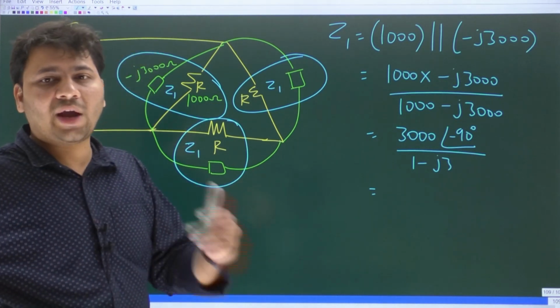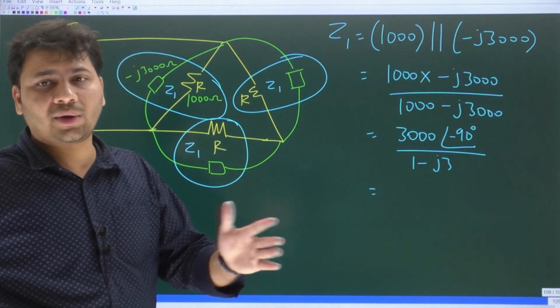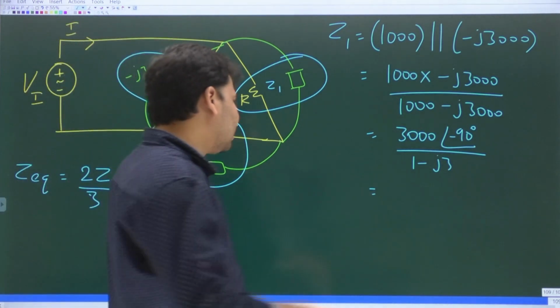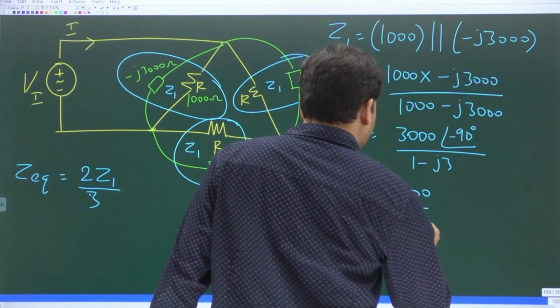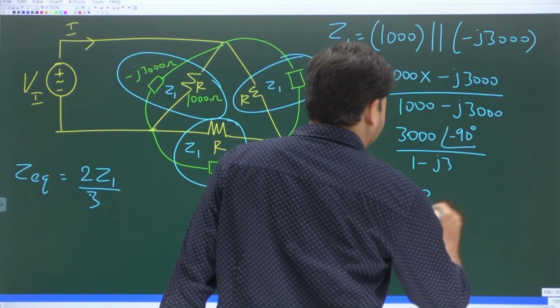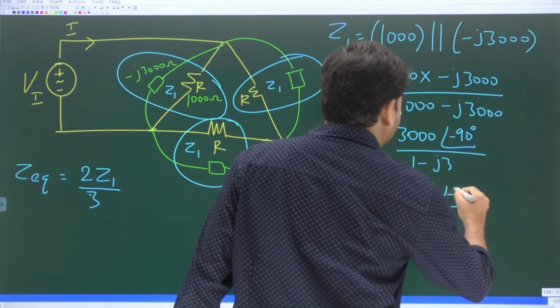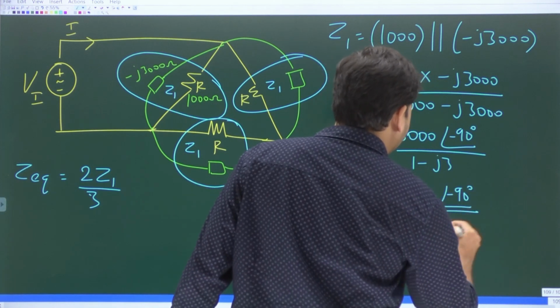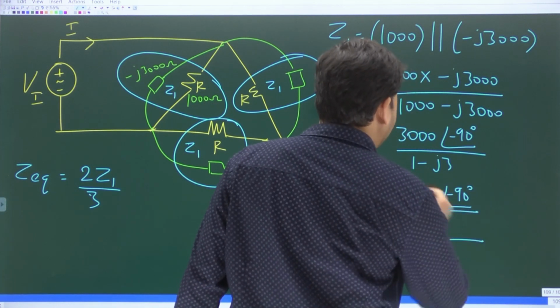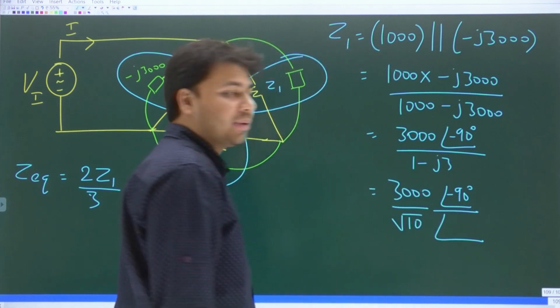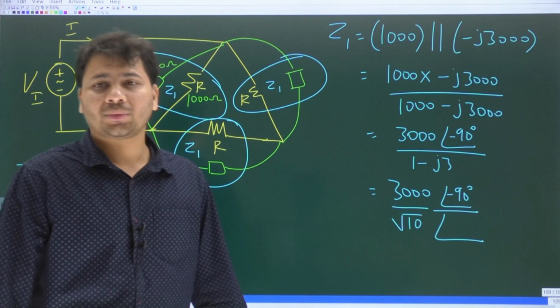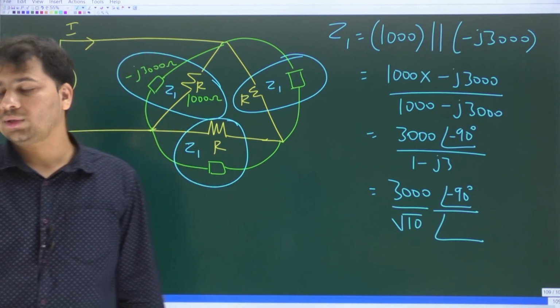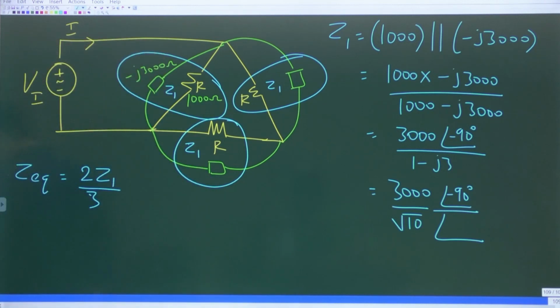1 minus j3 magnitude would be the square root of 1 square plus 3 square, which is root 10. So 3000 divided by square root 10, angle minus 90 degrees divided by the angle of the denominator. I think it would be negative and equal to minus tan inverse 3. What is tan inverse 3?